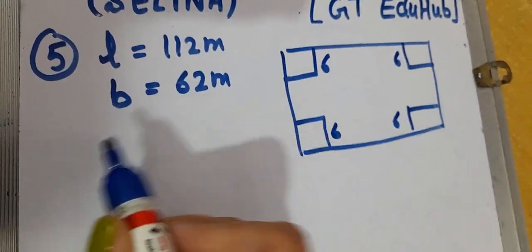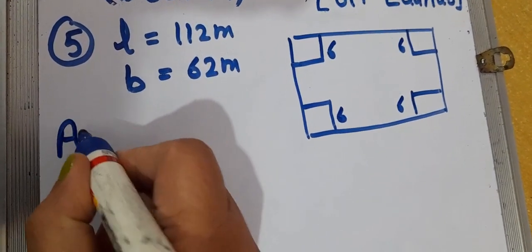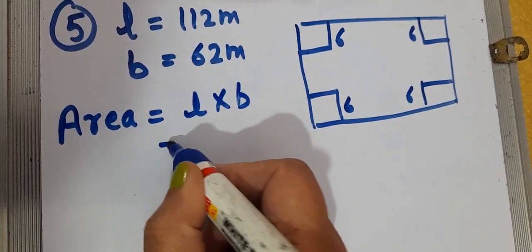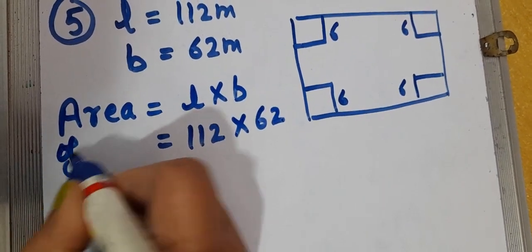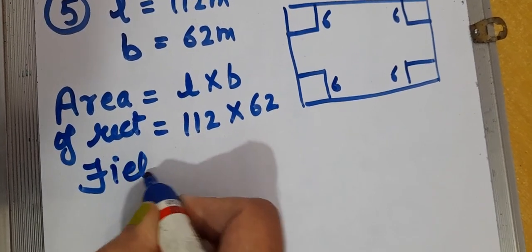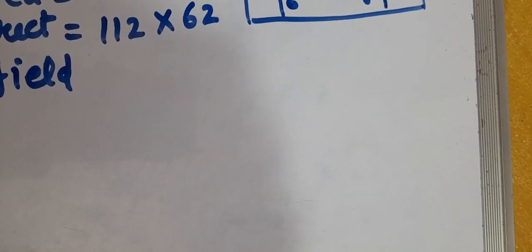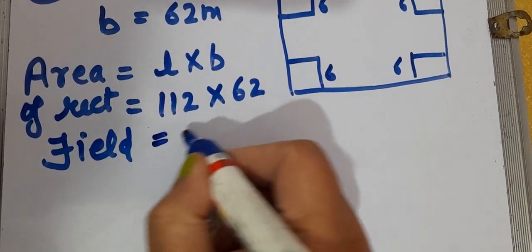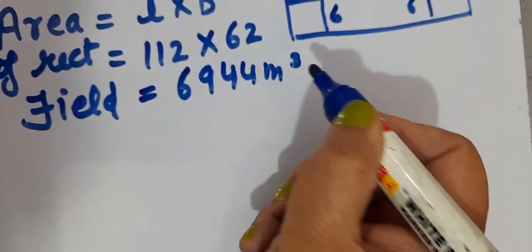So for this, first of all, find the area of this rectangular field. Area will be L into B, 112 into 62, area of the rectangular field. Calculate this. You get 6944 meter cube.